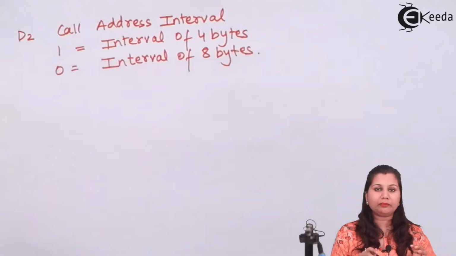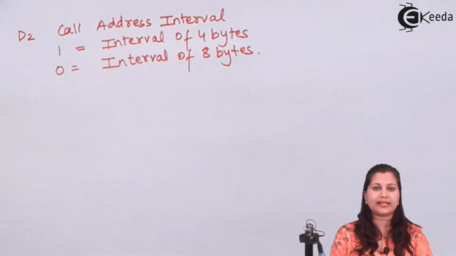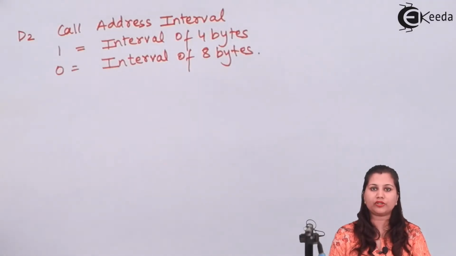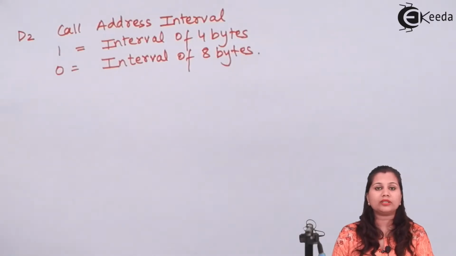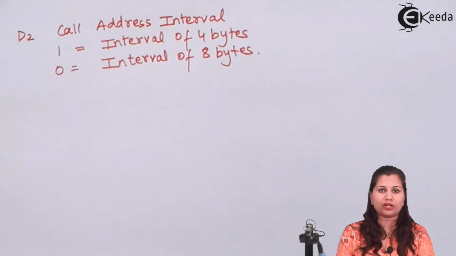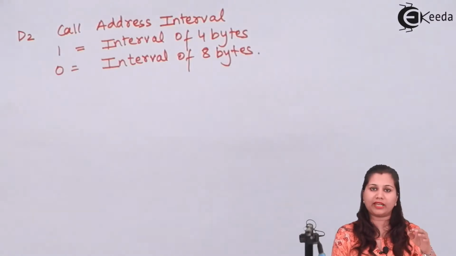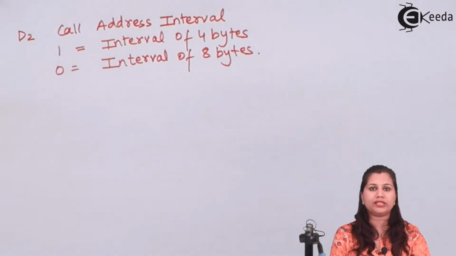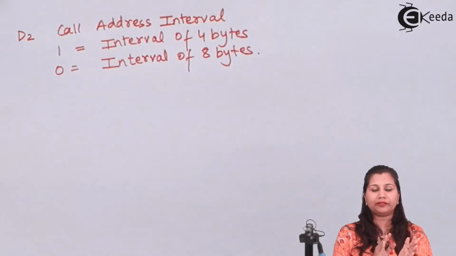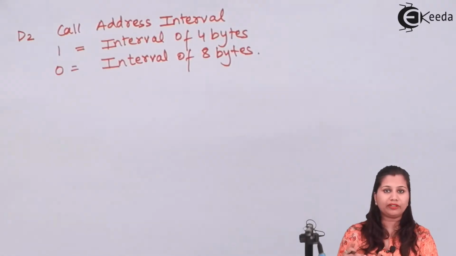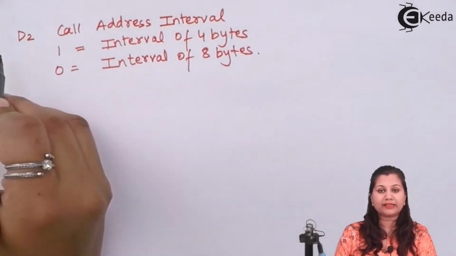This call address interval matters because this 8259 IC can accept 8 interrupt requests, and with every interrupt request there will be a service routine which is to be executed by the CPU. This service routine consists of the instructions call and return, and these service routines are written at some memory locations of the microprocessor. Because 8 interrupts will have 8 service routines, written in memory, the interval of addresses between the call instructions of every service routine is decided by this D2 bit.